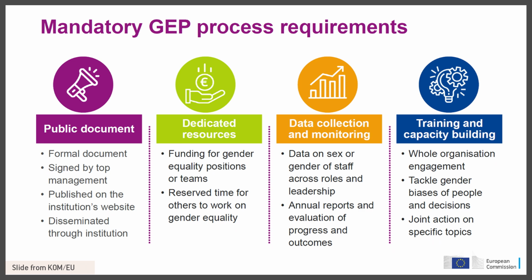To make sure that the gender equality plan is effectively implemented in your organization, it should be based on data that underlies the reason for the measures you are proposing. It should be possible to monitor progress. Annual reports should be produced on sex or gender of staff in all position levels within the organization. The gender equality plan should also present planned training and capacity building activities to tackle conscious or unconscious gender bias within your organization, including decisions made by your organization.